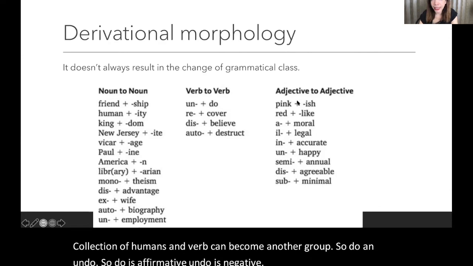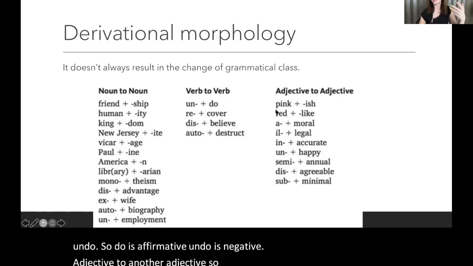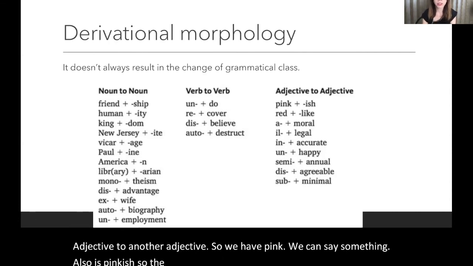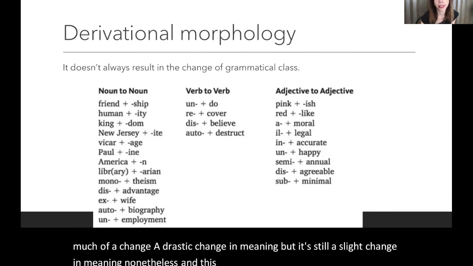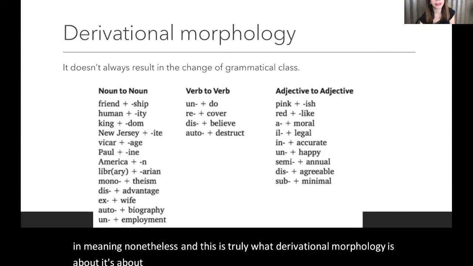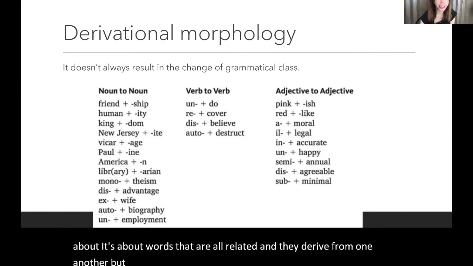Adjective to another adjective. So we have pink. We can say something also is pinkish, so the quality of being pink. Here we don't really see a drastic change in meaning, but it's still a slight change in meaning nonetheless. And this is truly what derivational morphology is about. It's about words that are all related and they derive from one another, but they can result in a change of meaning just by adding an additional morpheme.